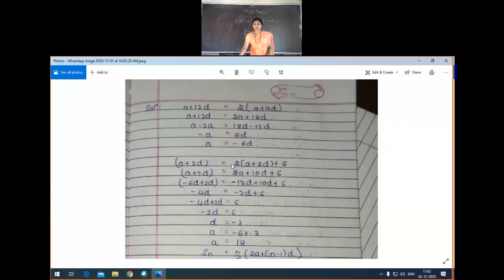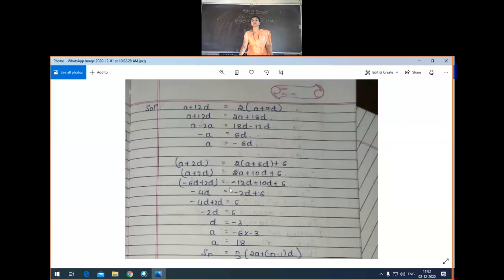Okay, A3 is equal to 2 into A6 plus 6. So then A plus 2D is equal to, here just remove the bracket, 2 into A is 2A plus 2 into 5D is 10D plus 6. Then A plus 2D is equal to 2A plus 10D plus 6.